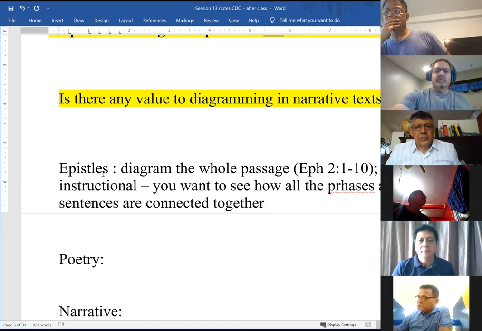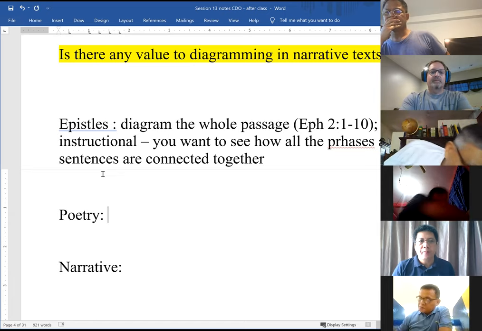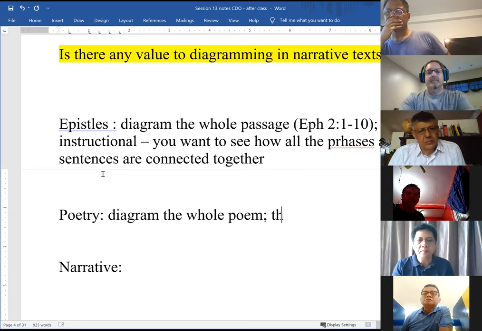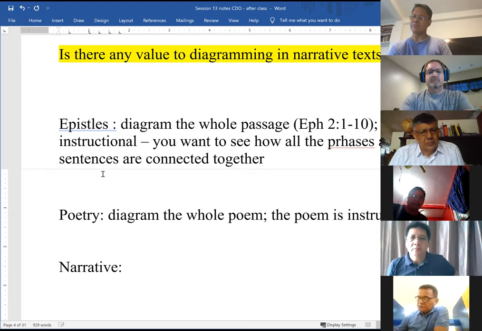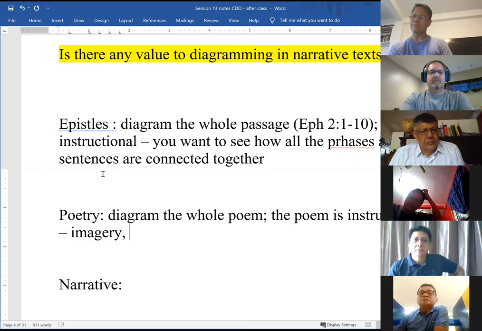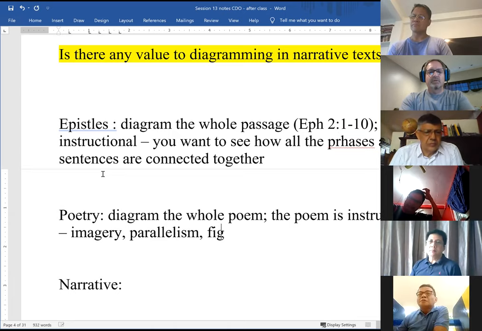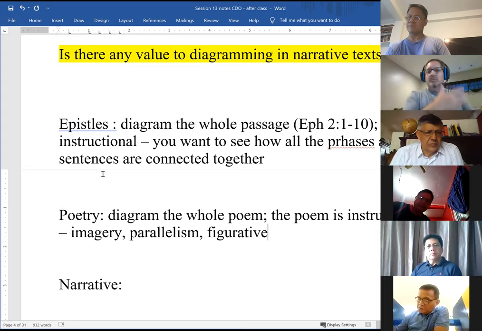Now, in poetry, it's normally the same thing, particularly in the Psalms, where you would diagram the whole poem, because the poem is also instructional. But its instruction often comes in the form of imagery and parallelism and other things we're going to study. Still, the way the instruction or doctrine is presented is how all of the phrases and clauses are linked together. They're just expressed in a more figurative way.